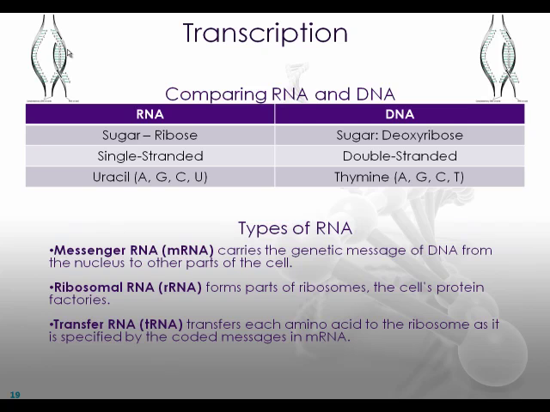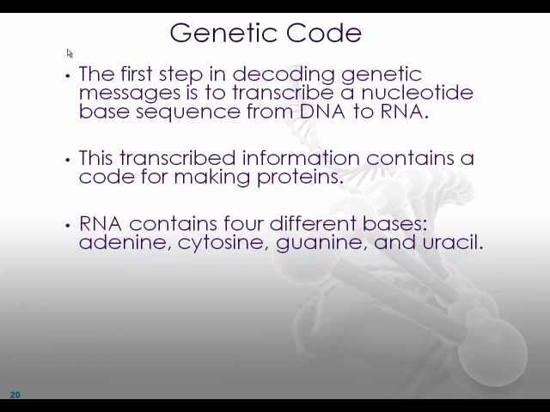There are three types of RNA. Messenger RNA carries the genetic message of DNA from the nucleus to other parts of the cell. Ribosomal RNA forms parts of ribosomes. And transfer RNA transfers each amino acid to the ribosome as it is specified by the coded message in messenger RNA.